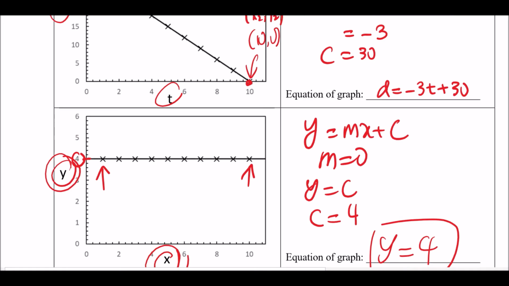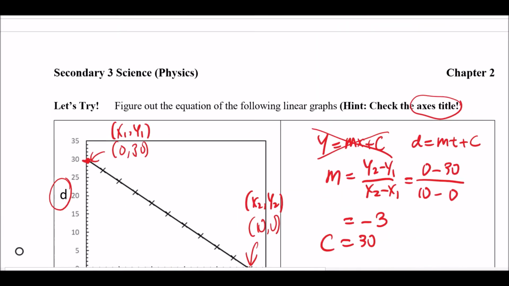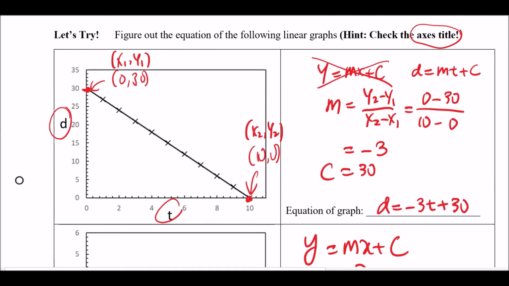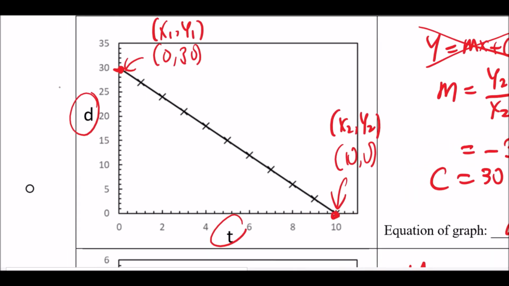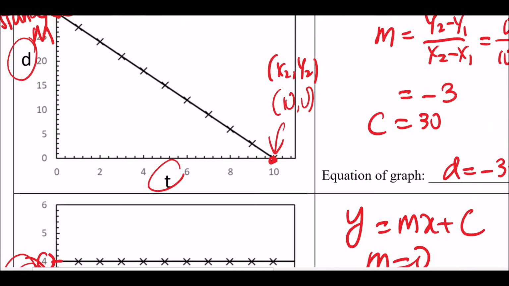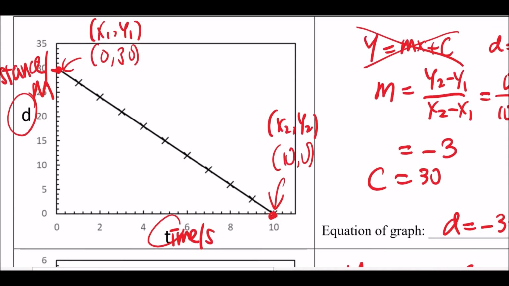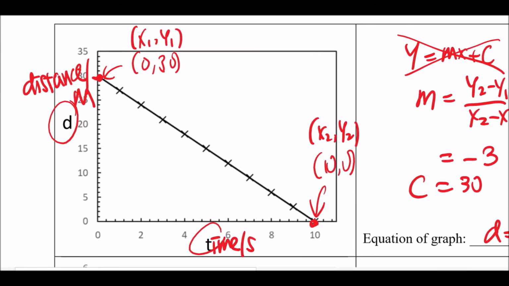Let's go back to the previous graph. Okay, now let's look at this. If I tell you that d is now representing distance, and it has a unit of meters, for instance, and now t represents time, and it has a unit of seconds, can you tell me what is the meaning of the gradient?